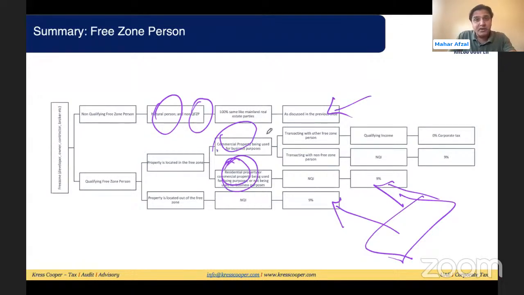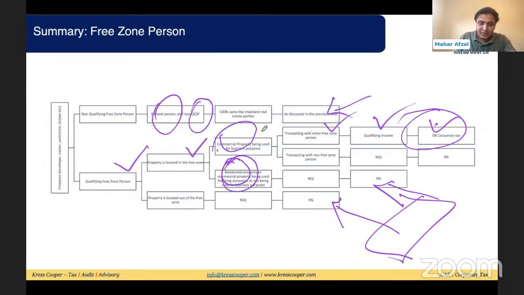the next question we need to look into is: are we transacting with a free zone person? Is the qualifying free zone person having a transaction with another free zone person? If so, it is qualifying income at 0%. If the person is a qualifying free zone person, the property is in the free zone and is a commercial property, but the transaction is with a non-free zone person, it will fall under non-qualifying income and be subject to straightforward 9% corporate tax.